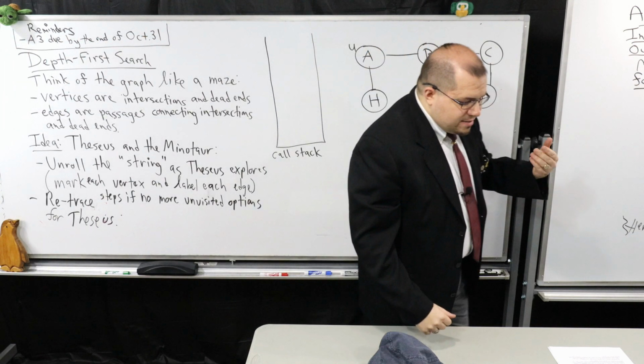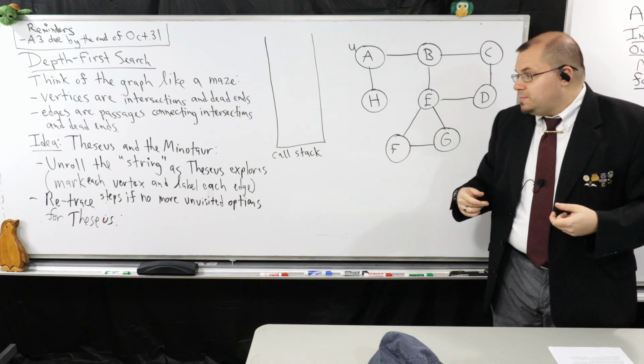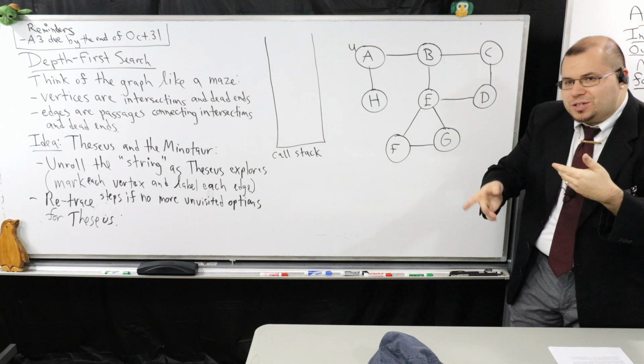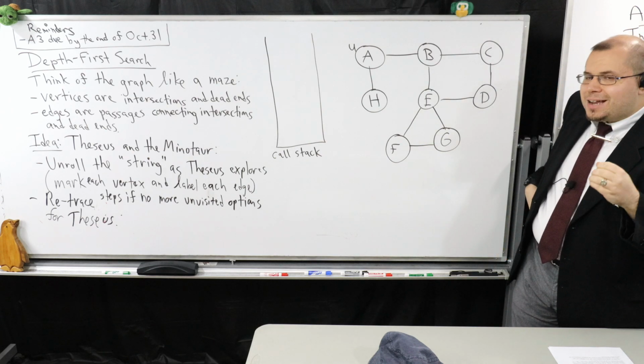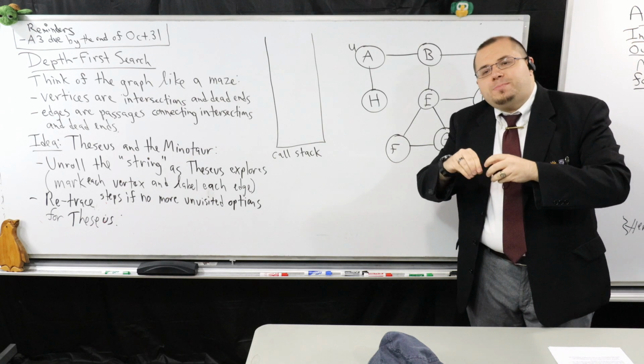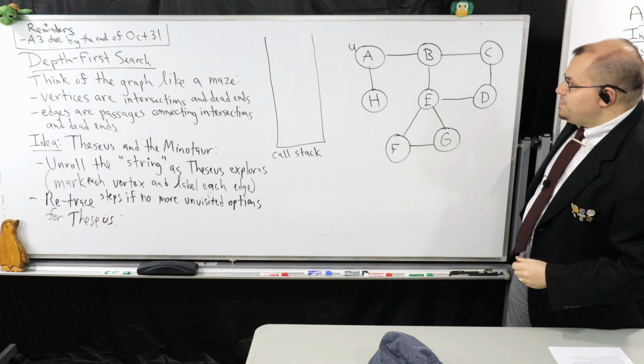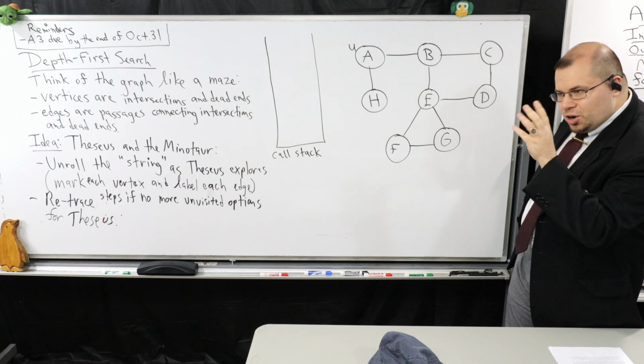And whenever Theseus hits a dead end, he is going to retrace his steps and revisit more options to explore. This mechanism of the thread is going to be recursion. The string is going to end up being what's represented as our call stack.